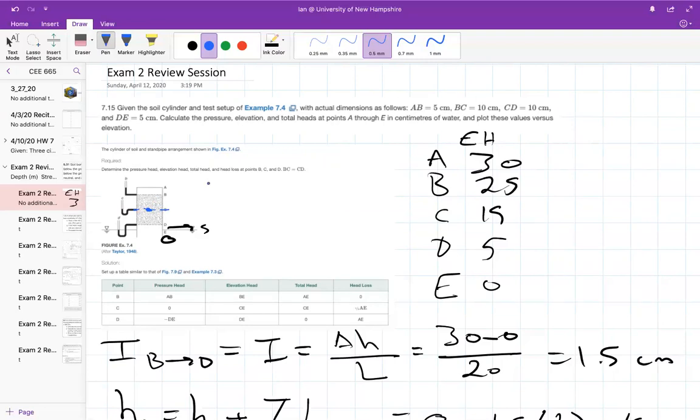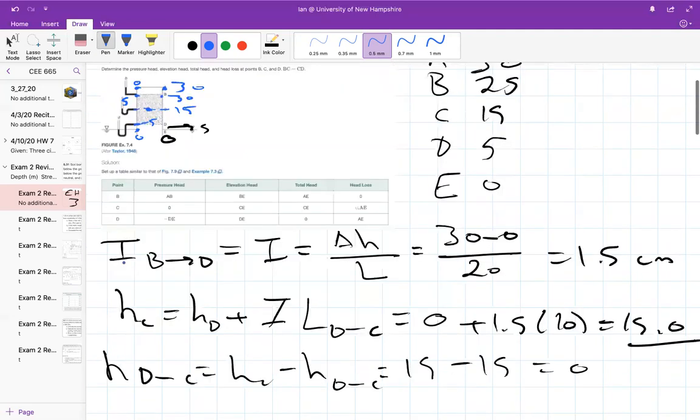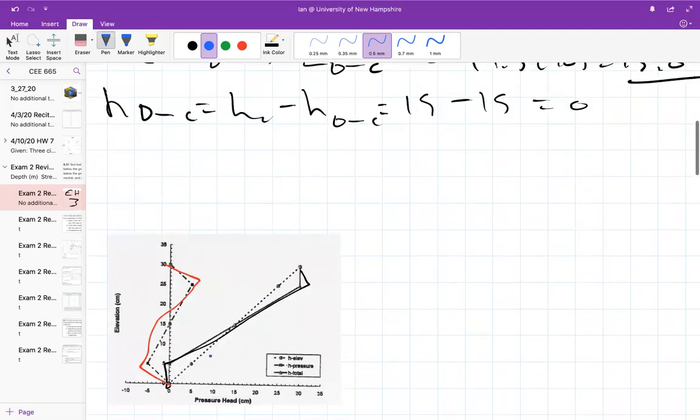When we calculate everything, at A we'll get a total head of 30. At B, we also get a total head of 30. This is total head, not pressure head, because the pressure head at A will be 0, 5, 0 at C, and then -5 at D, and then 0 again at E. So when we look at this graph, that's what we get for pressure head.